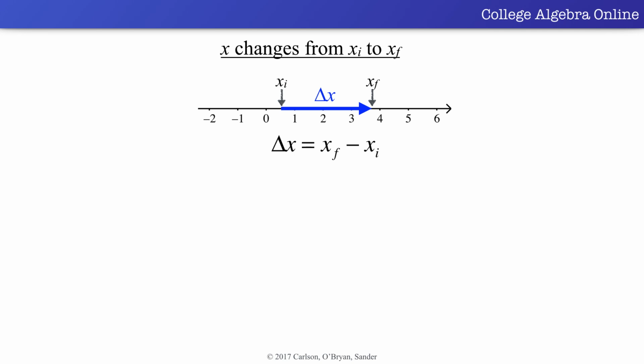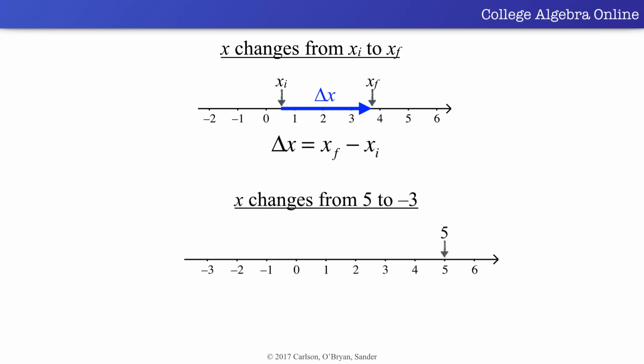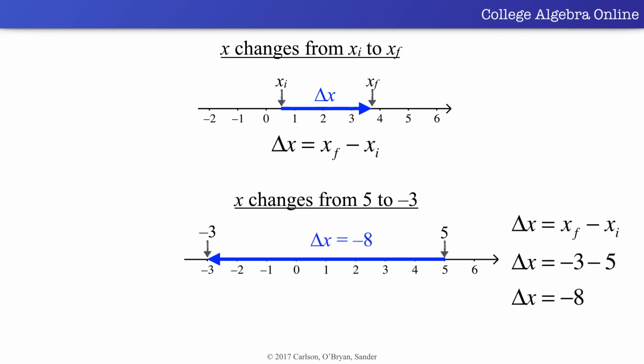If x changes from x equals 5 to x equals negative 3, then delta x equals x sub f minus x sub i, so delta x equals negative 3 minus 5, which equals negative 8. x started at 5 and changed to negative 3, so the value of x decreased, and this change is represented by a negative value for delta x.